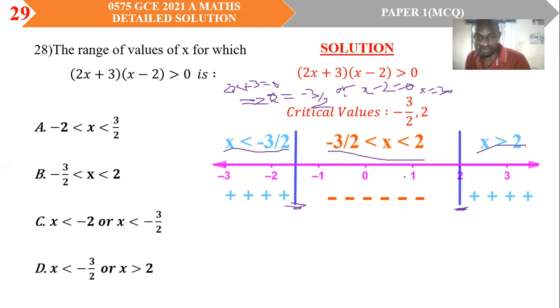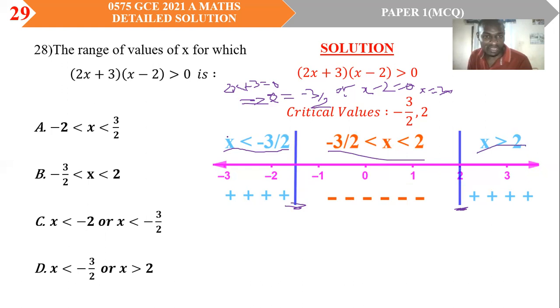In the region between, the test value we can conveniently work with is 0. Whenever you have a region containing 0, 0 should be your best choice. Substitute 0 for x here, we have 0 plus 3, which is 3, and 0 minus 2, which is negative 2. 3 times negative 2 gives a product which is negative. So that is why you have negative, negative, negative. All values of the product we take here will be negative.